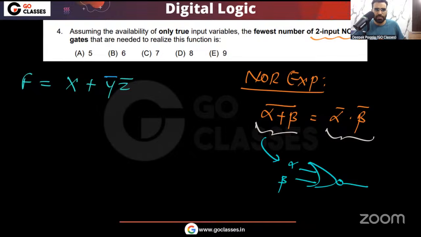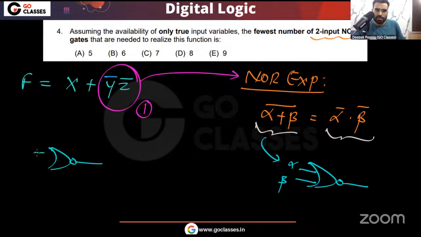Okay, so here you can be smart. You don't have to apply the guidelines. Just look at the function. Look at the expression here. This is a NOR expression. For this NOR expression, I need only one NOR gate, for Y, Z, and that's it. You get your Y bar, Z bar. Only one NOR gate I need.